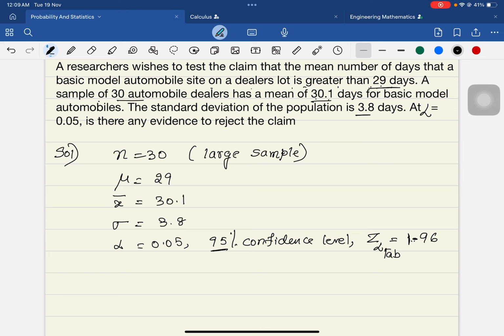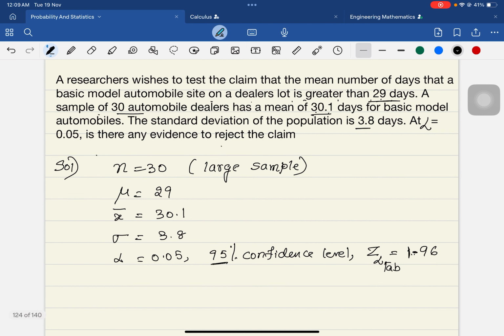But here, what was the question asked? At alpha equal to 0.05, is there any evidence to reject the claim that the mean number of days a basic model sits on a dealer's lot is greater than 29 days? It is very clear that it is greater than. What is the null hypothesis?